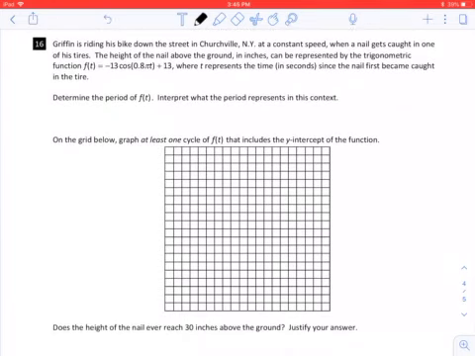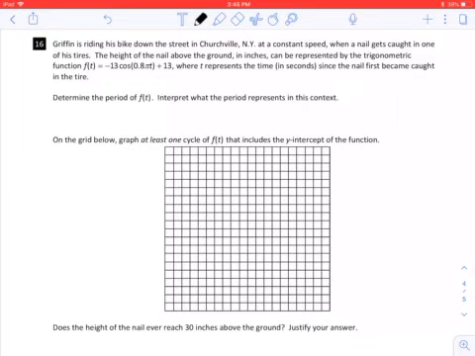Number 16, Griffin is riding his bike down the street in Churchville, New York at a constant speed when a nail gets caught in one of his tires. The height of the nail above the ground in inches can be represented by the trigonometric function f of t equals negative 13 cosine of 0.8 pi t plus 13, where t represents the time in seconds since the nail first became caught in the tire. Determine the period of f of t. Interpret what the period represents in context.